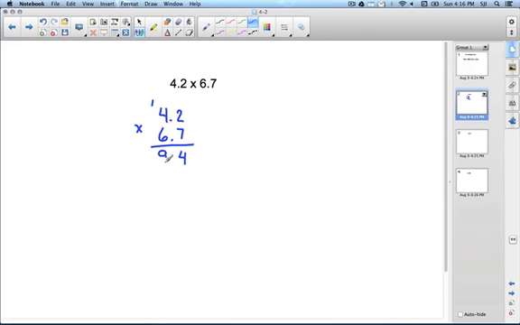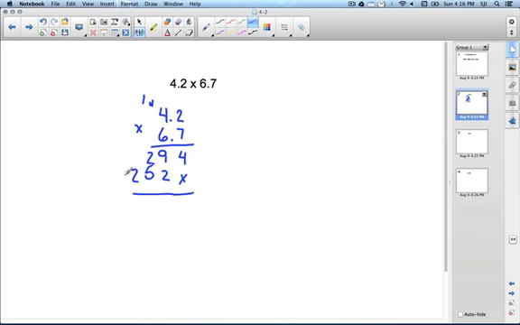Now when I go to multiply the 6 here, I need to move over. I'm not going to put numbers here. I'm going to start writing my first number here. 6 times 2 is 12, so 2, carry the 1. 6 times 4 is 24, plus 1 is 25.